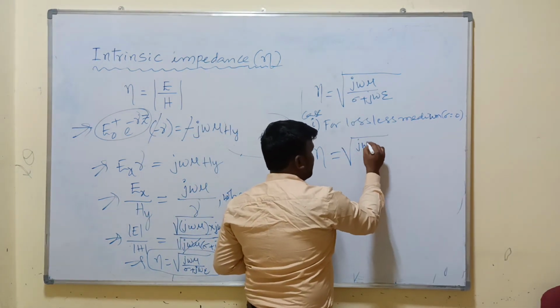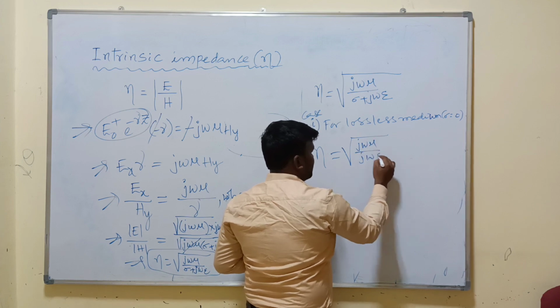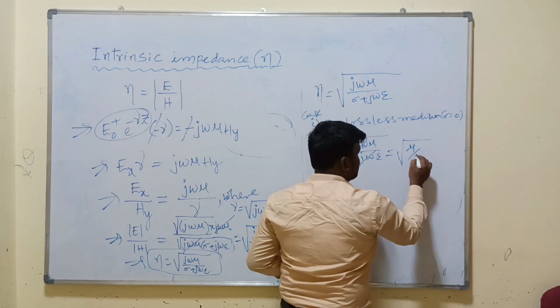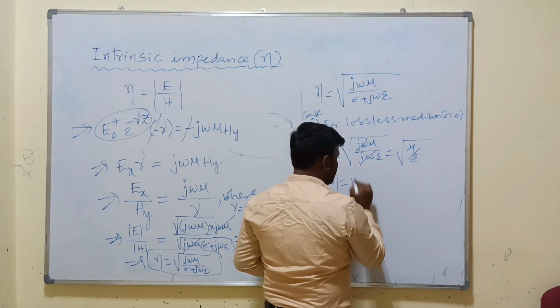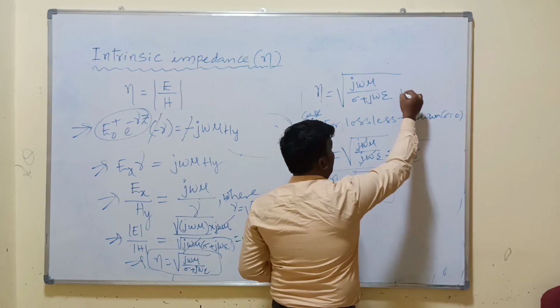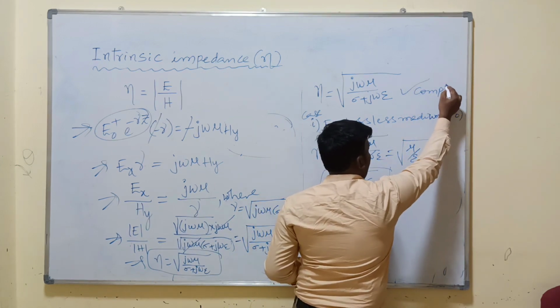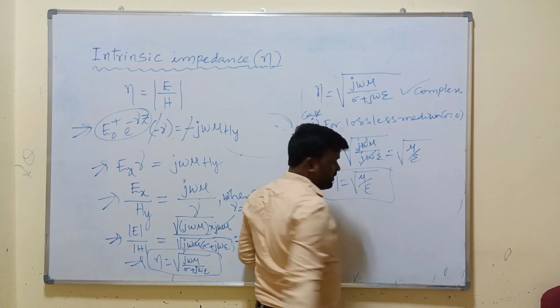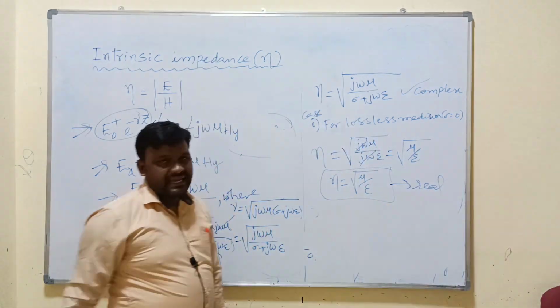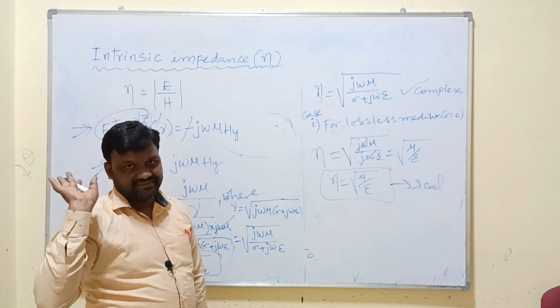J omega mu by j omega epsilon. Here j omega gets cancelled. It is equal to under root mu by epsilon. So for lossless medium, eta equal to under root mu by epsilon. In general it is a complex quantity, that is real plus imaginary form. Here it is purely real. That means for lossless medium, intrinsic impedance is purely real.